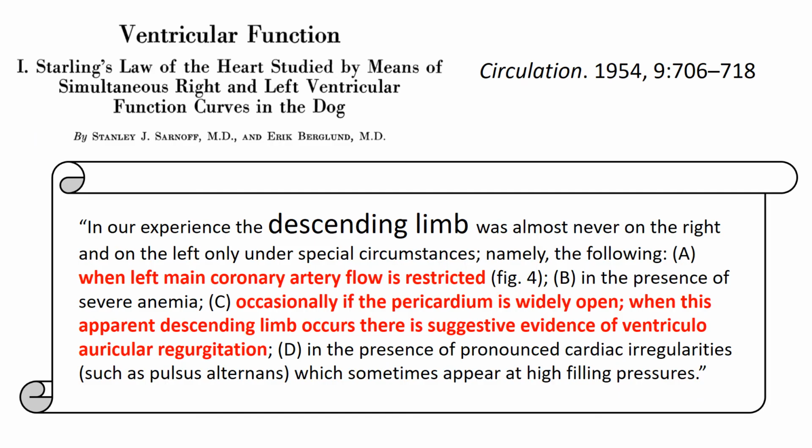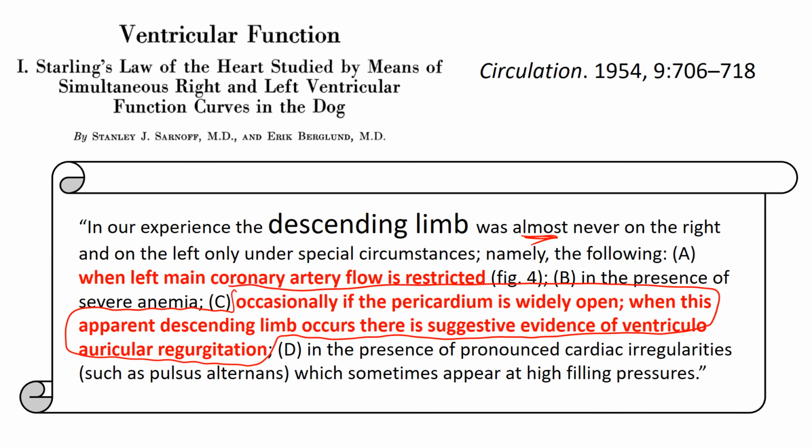But they actually had a lot to say about the descending limb. Specifically, they say the descending limb was almost never on the right and only on the left under special circumstances. And what were the special circumstances? So for our purposes, two particular kinds. One is when they had really opened up the pericardium and the geometry of the heart probably got really awfully messed up.